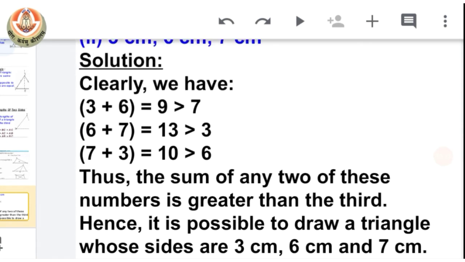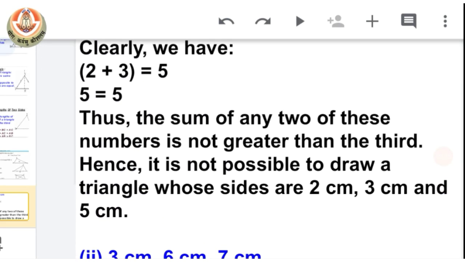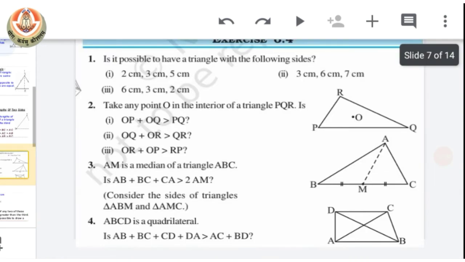As you can see in this case, the first, second as well as third, all three follow the property. That is why we can say that such a triangle is possible. And in the case of first and third, it is not possible because one pair of sides is not showing the property of the sum of the lengths of the triangle. Okay, I hope you will get it well.